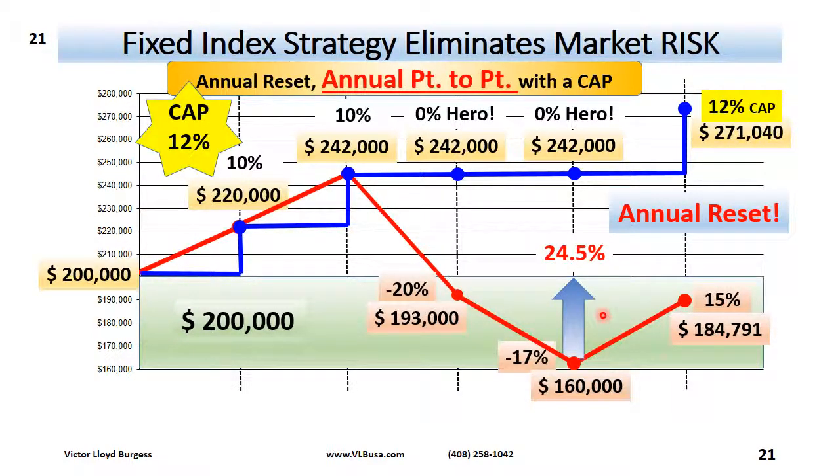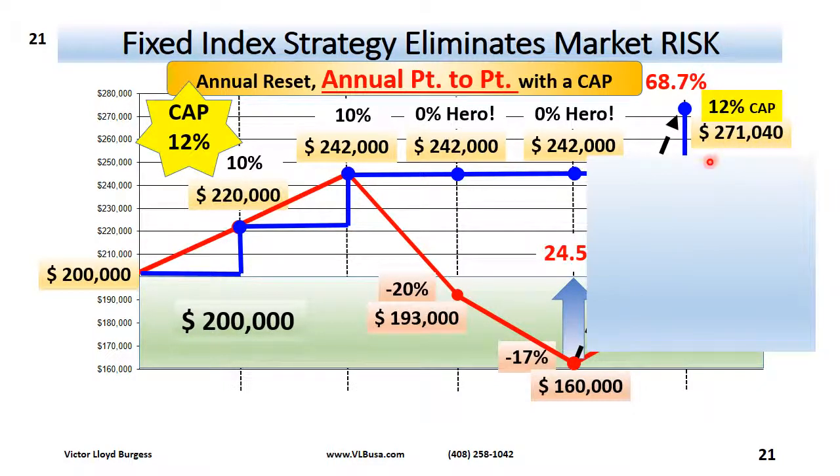We are really happy. Now, for the people in the S&P 500 to get their principal back, they have to make 24.5%. But look at this. To go from the bottom of where they lost at 160 to get the gain we just had with our cap, they'd have to make a 68.7% return that year, not 15%, to equal what our fixed index annuity just returned us. We are ecstatic, extremely happy.